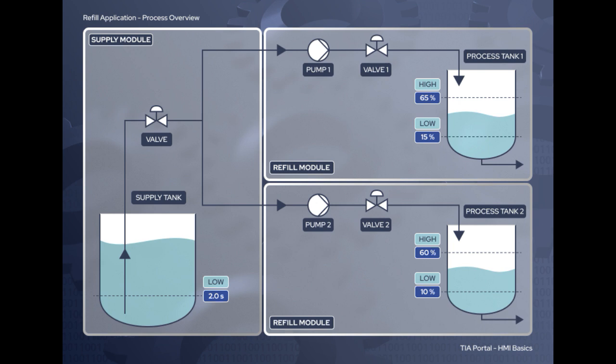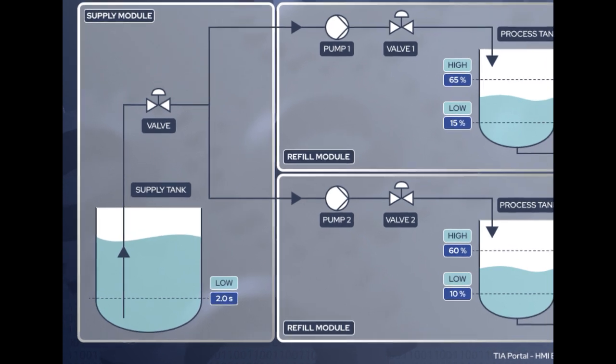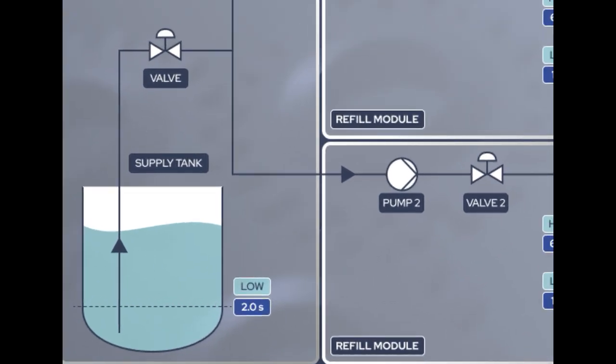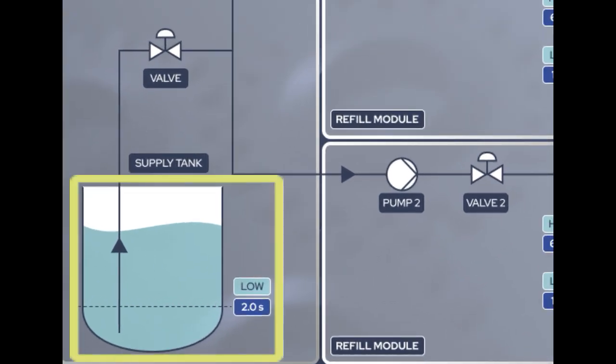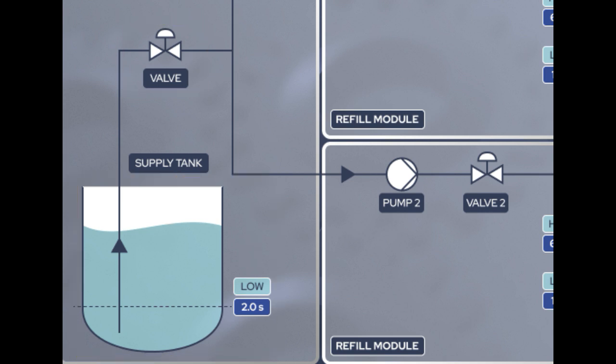In my other course, we have broken down this refill application into one supply module and two refill modules. When we have a closer look at our supply module, we can see that it consists of a supply tank with a digital low-level sensor and a pneumatic valve. The low level has an on-delay input parameter. In our overview here, the delay is set to 2 seconds, so this means that the low-level sensor needs to indicate a low level for more than 2 seconds in order for the low-level status to be activated.